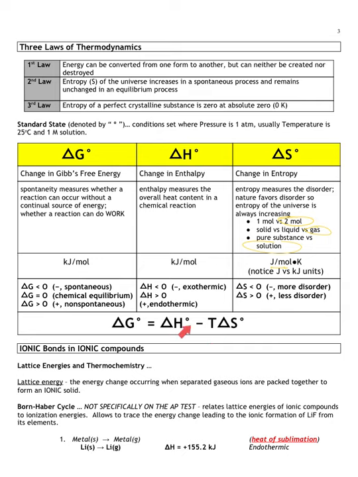The equation that you're going to see that involves all three of these variables is this comprehensive equation. Again, always noticing your units to make sure they're consistent when you're calculating.